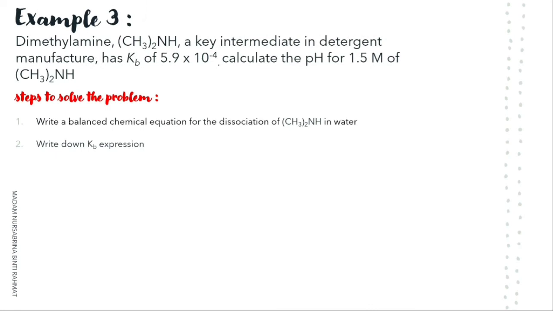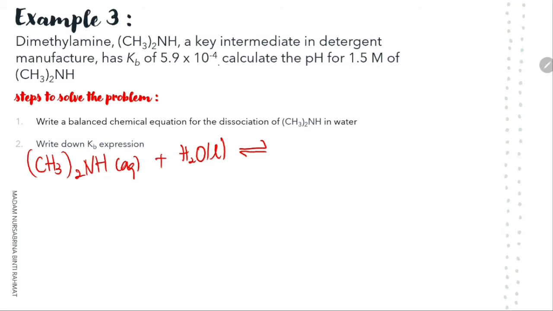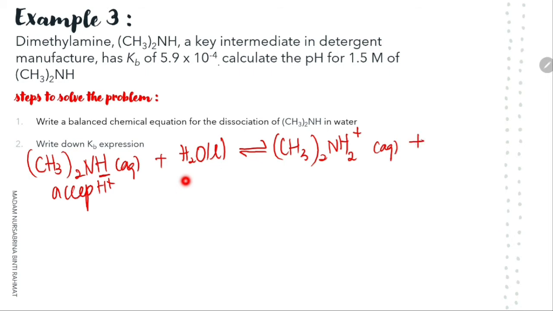It's a weak base, so it will partially dissociate in water. That means you need to use this reversible arrow. Your weak base will accept H plus, so (CH3)2NH. Originally we have only one H here, but since it accepts that H plus, it becomes NH2 with a plus charge here, plus H2O, eliminating the H plus, becomes OH minus.